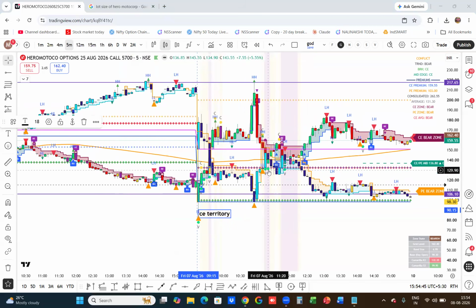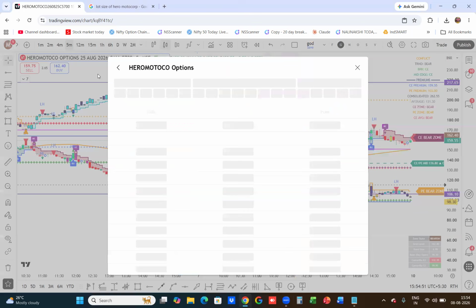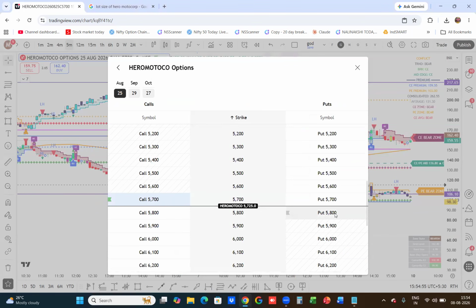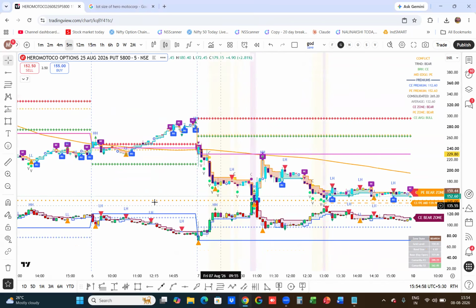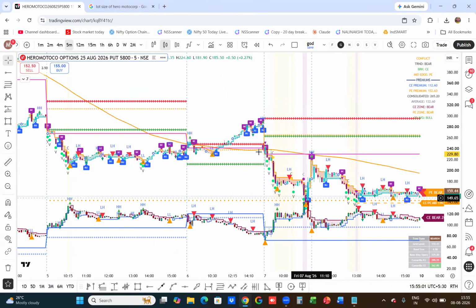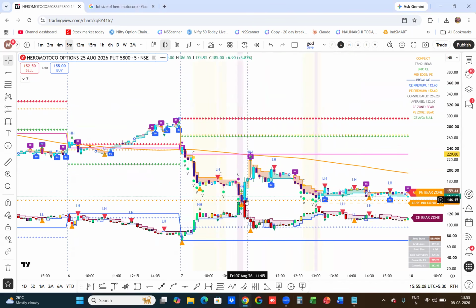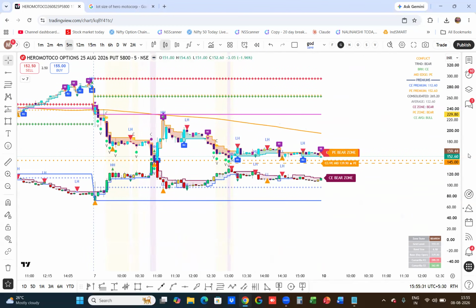If there is no appreciation at the straddle, you could have gone for buying the 5,800 put option. When it came to the call option territory, it was falling, and you could have bought this put option, and you can see the rally from 152 to 280. That is the call option premium of the 5,700. Isn't it beautiful, friends? This is my observation which saves you from everything.